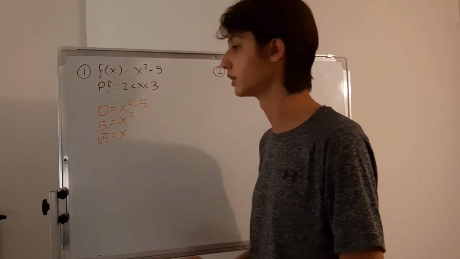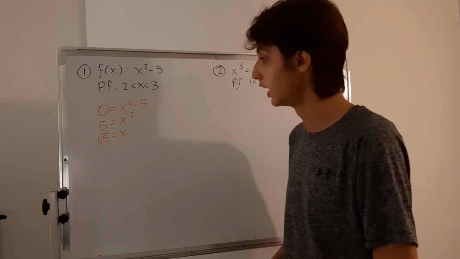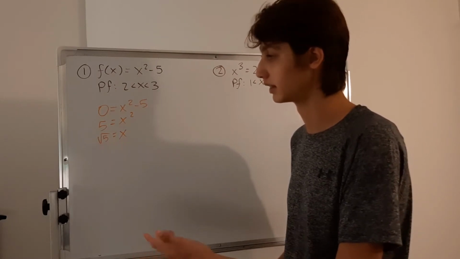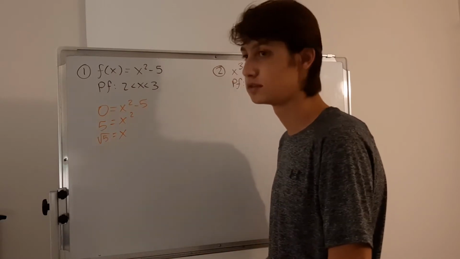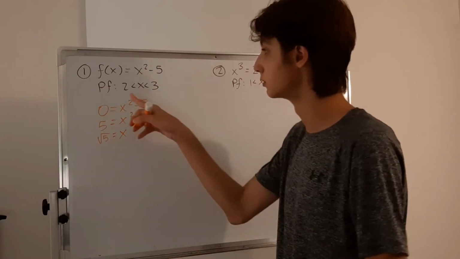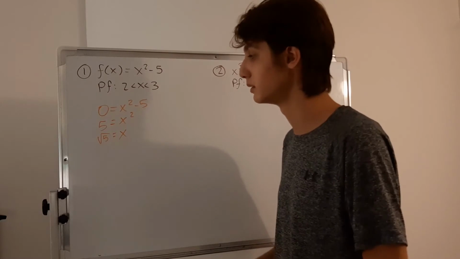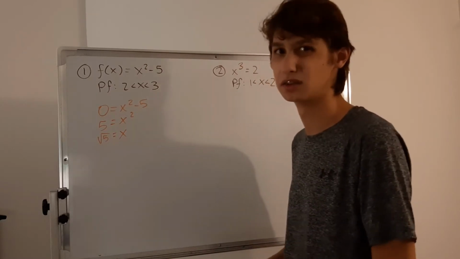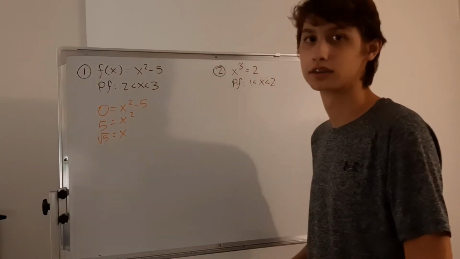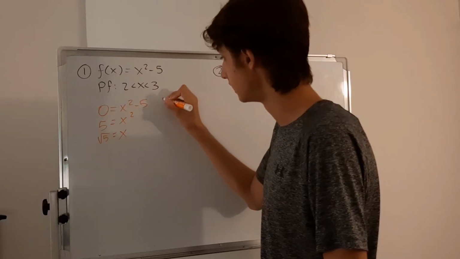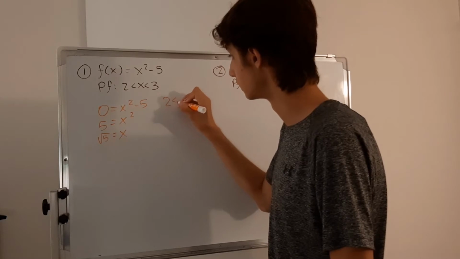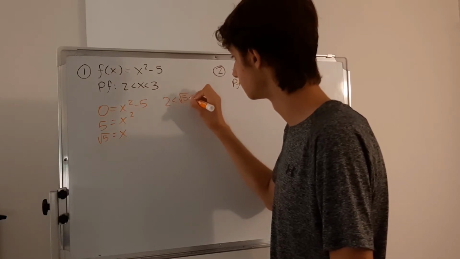Now, we're only going to focus on the positive square root of 5. I know that if I take the negative square root of 5 and then square that, that'll also give me 5. But in this case, we're only proving that it's between 2 and 3, so the negative solution doesn't really matter. So we're just going to focus on the positive solution, okay? And now we have to prove that that is between 2 and 3. So I'm going to rewrite it here.